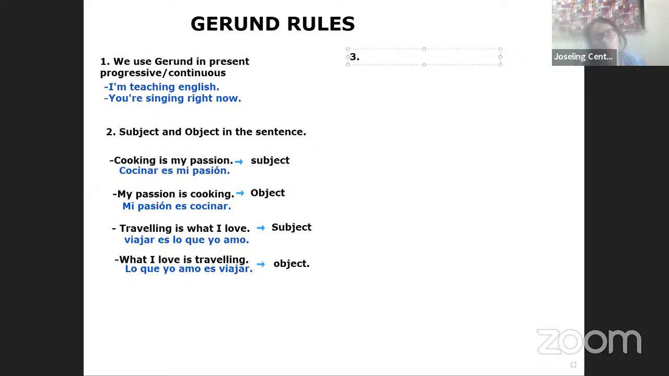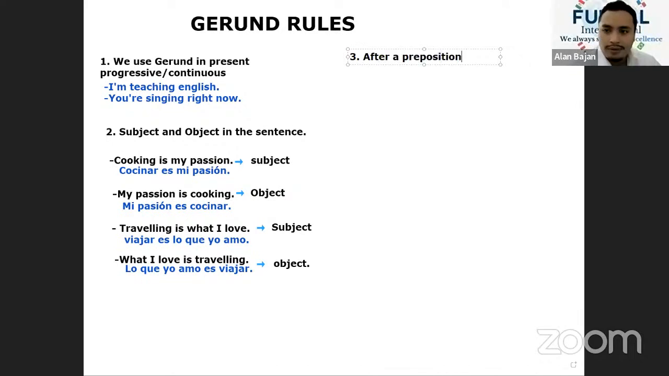Number 3, we use gerund. Usamos el verbo en gerundio con ing en inglés. We use gerund after a preposition. After a preposition. So we have prepositions like for, about, after, in, on, at, by, of, without, before, etc.